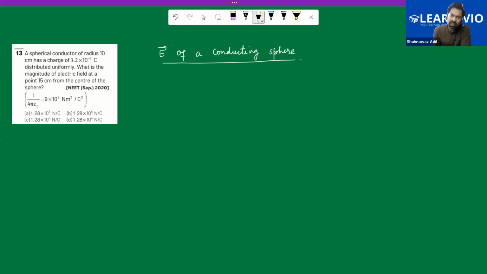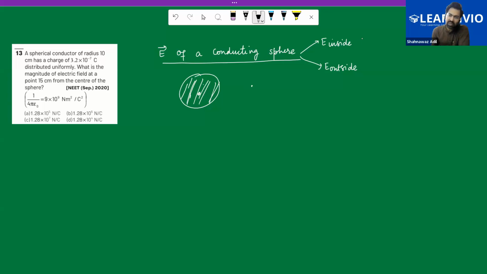So for a conducting sphere, the electric field will have two parts. One would be inside, and the other is outside, because we have a sphere. And this is a conducting sphere. So one would be inside this sphere, and the other is outside the sphere. So we want to calculate the electric field at these two points.